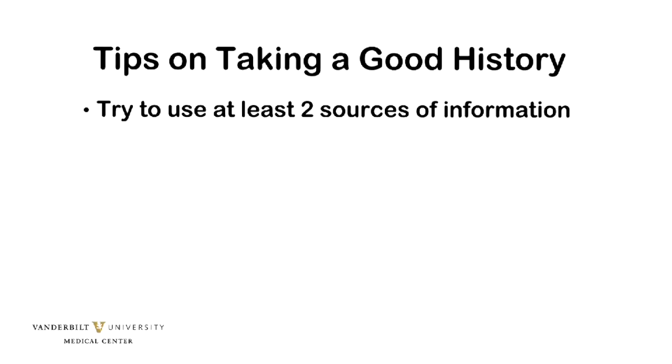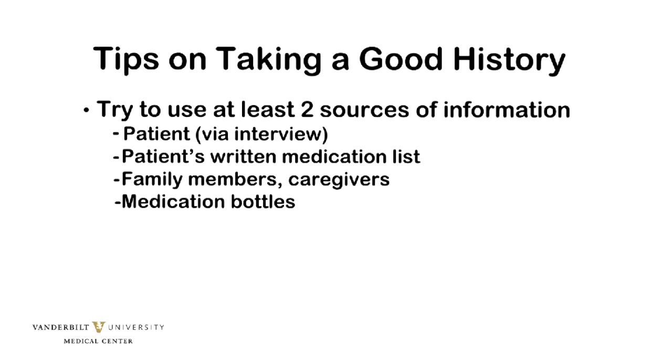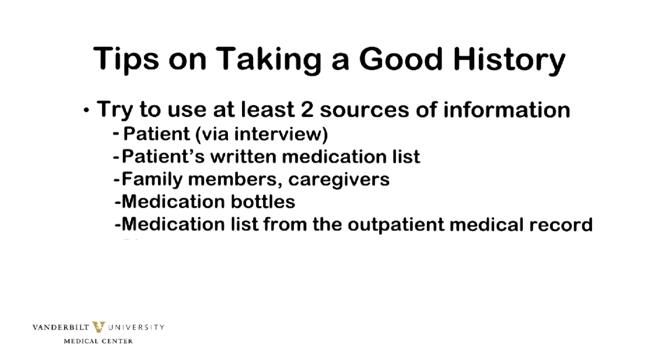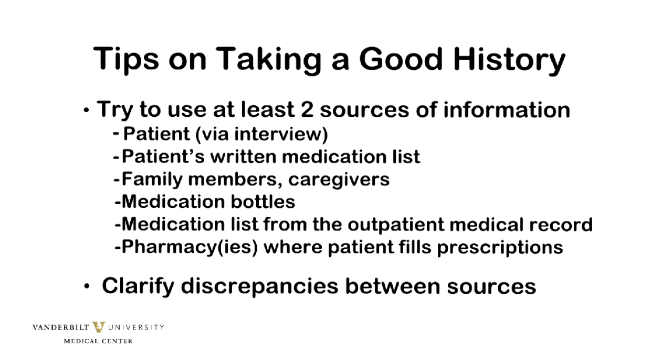Try to use at least 2 sources of information. These may include interviewing the patient, reviewing the patient's written medication list, or obtaining information from family members or caregivers. Trying to verify information through the patient's medication bottles, a medication list in the medical record, or the pharmacy where the patient fills prescriptions is also helpful. As you obtain information from different sources, it's important to explore and clarify any discrepancies that you find.